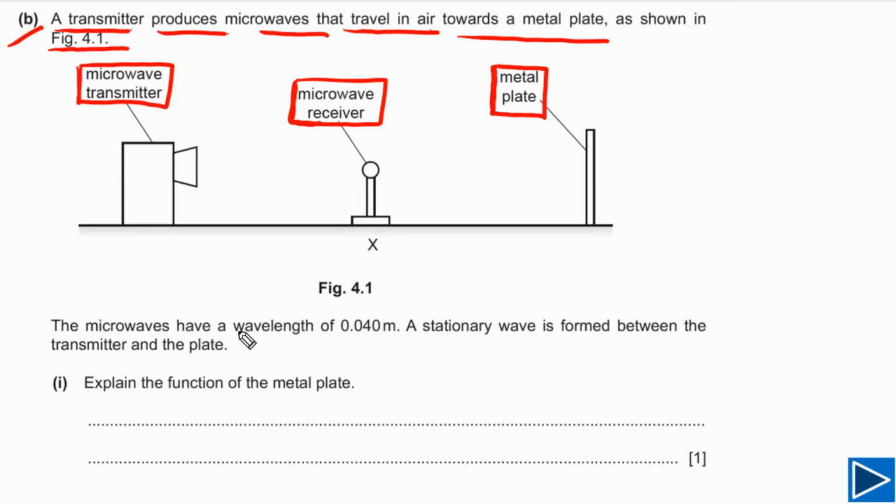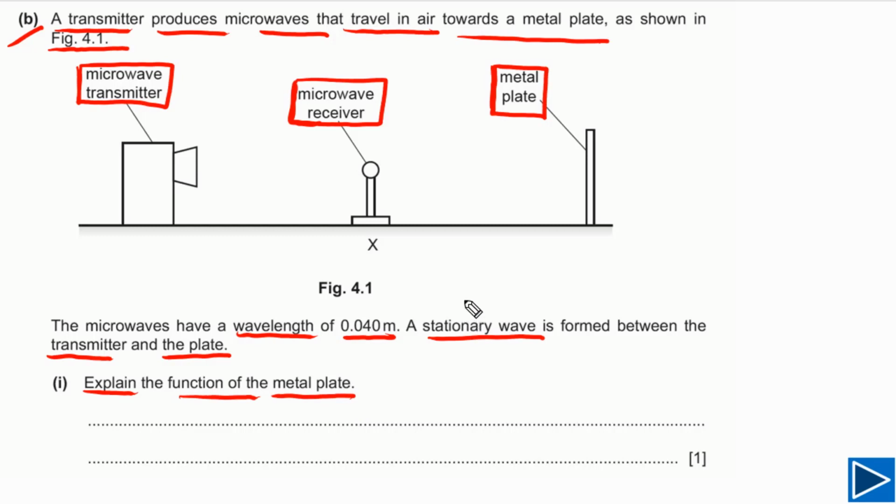It is also given to us that the wavelength of these waves is 0.040 meter and stationary waves are formed between the transmitter and the plate. The question is simply asking us to explain the function of the metal plate. Why do we need a metal plate in this case?